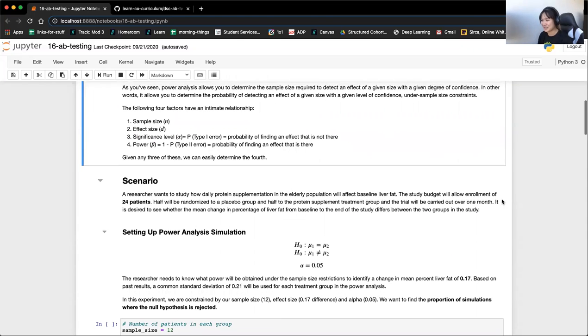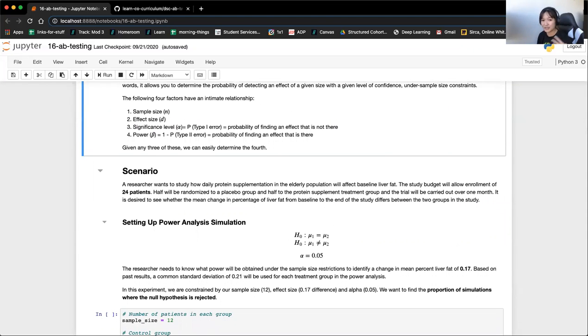I always find that it's easier to understand these things with a scenario. So let's set up the scenario to start. A researcher wants to study how daily protein supplementation in elderly will affect baseline liver fat. The study budget allows enrollment of 24 patients. So here we already have our first constraint. We're constrained by our sample size. Half will be randomized to a placebo group and half to the supplement treatment group, and the trial will be carried out over a month.